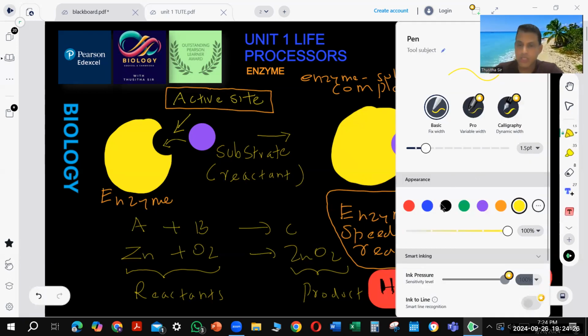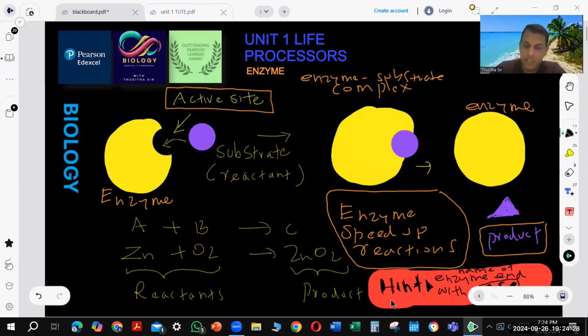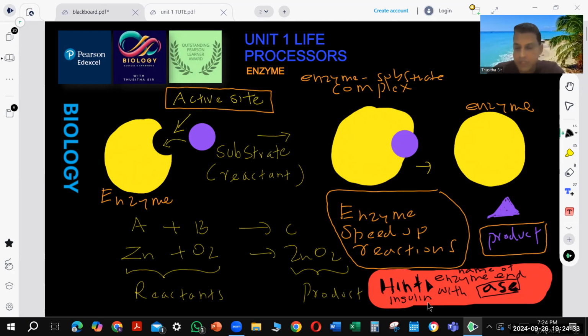So I got one answer: insulin as an enzyme. But insulin does not end with ase, so insulin is not an enzyme. Another enzyme, peptidase, yes. Peptidase also ends with ase. Peptidase, protease, amylase.